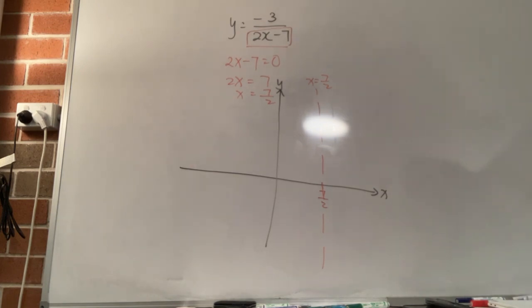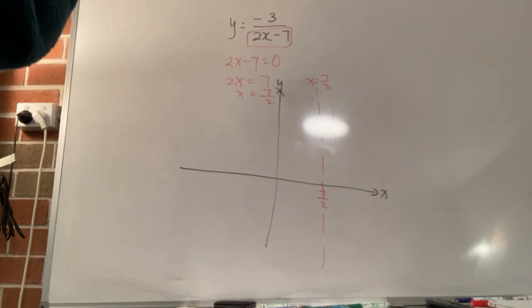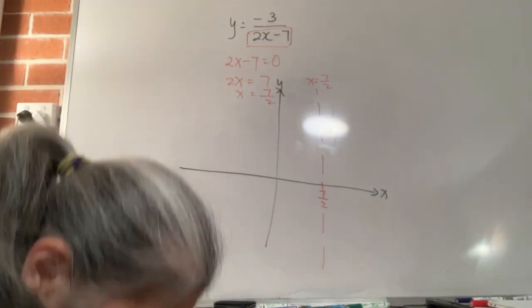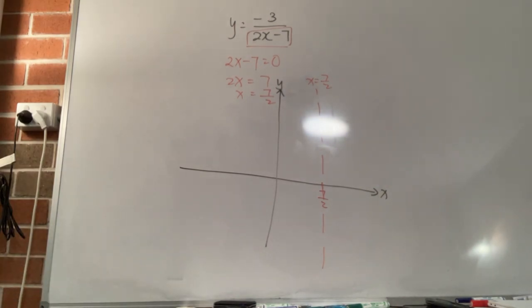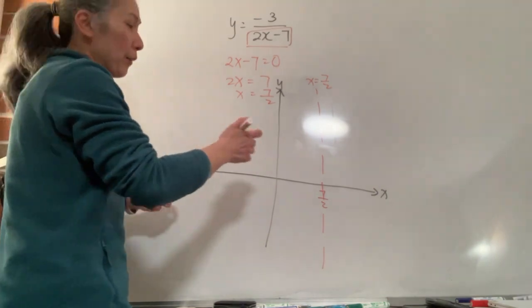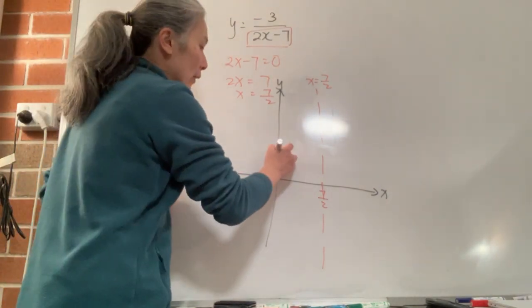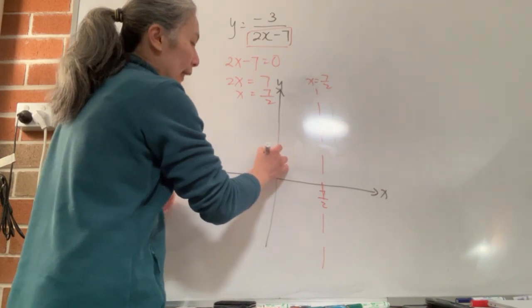Did you get the y-intercept? Minus 3 over minus 7, which is, oh, positive. It's going to be 3 on 7. Yes, you got minus 3 minus 7, that's a good number. So your y-intercept is going to be 3 on 7 in here.